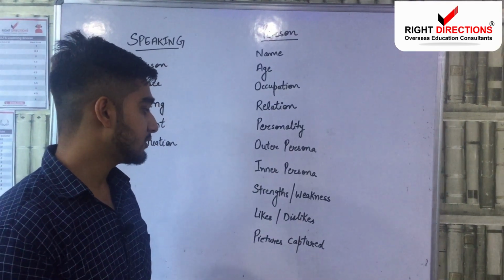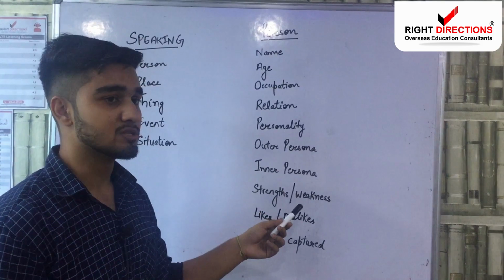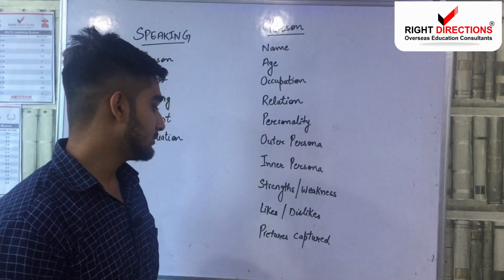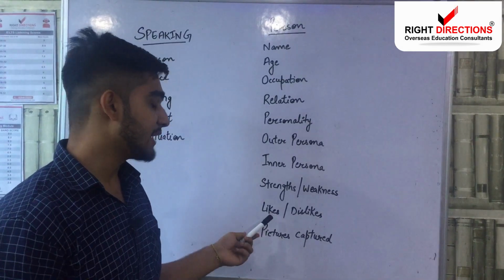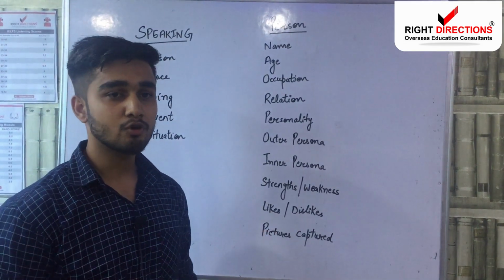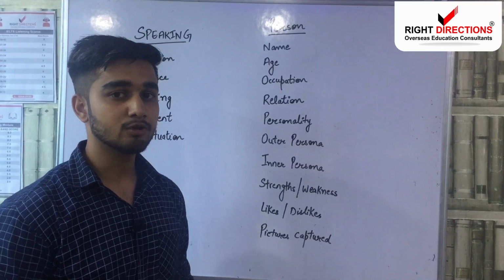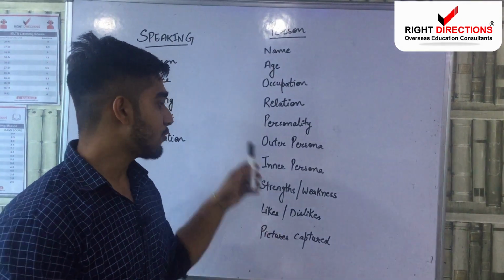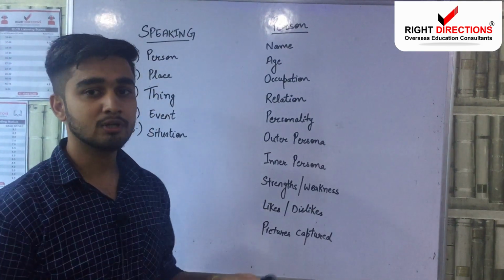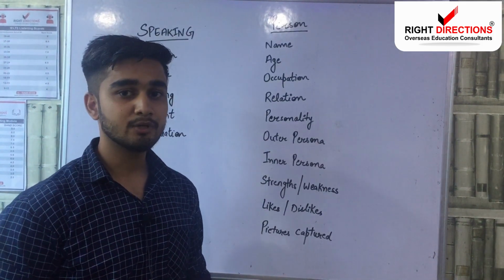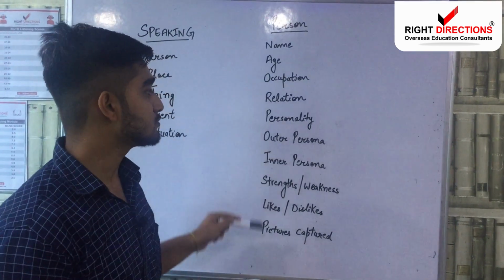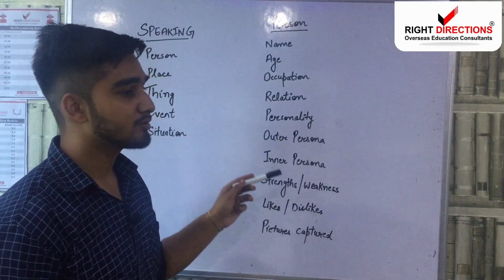Then, moving further, it will include the strengths and weaknesses. This may vary with the type of question you get. Then it will come to likes and dislikes, that is, what things or qualities you like or dislike about that particular person. Then the last thing is pictures captured. All these points will be given to you as per the cue points or prompts in the questions. They will give you 3 to 4 points that you will cover based on these things only.